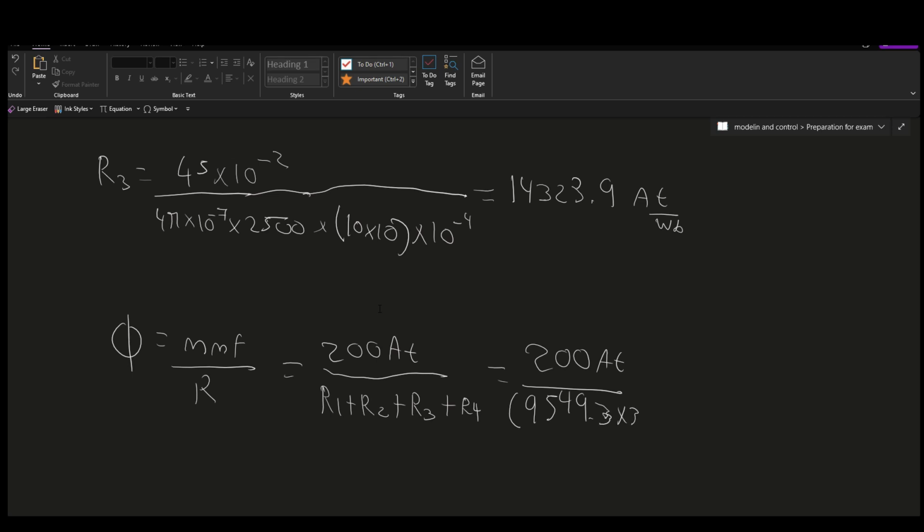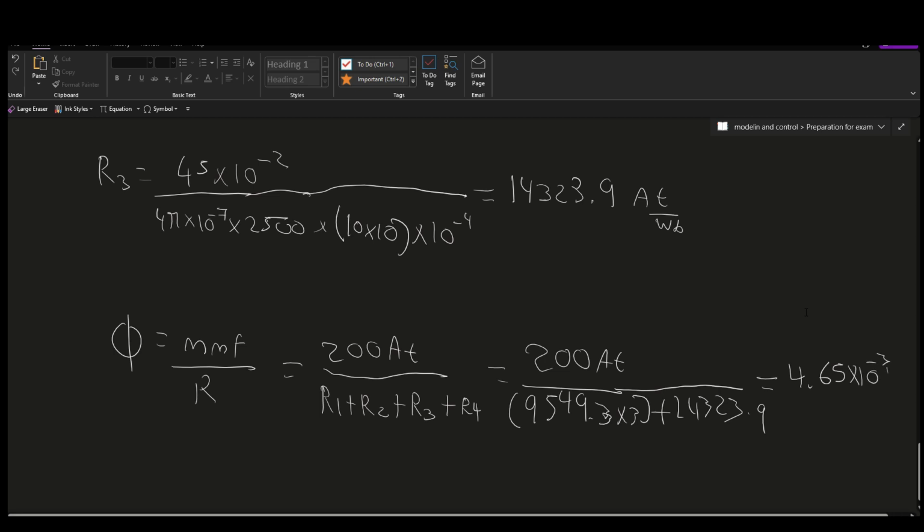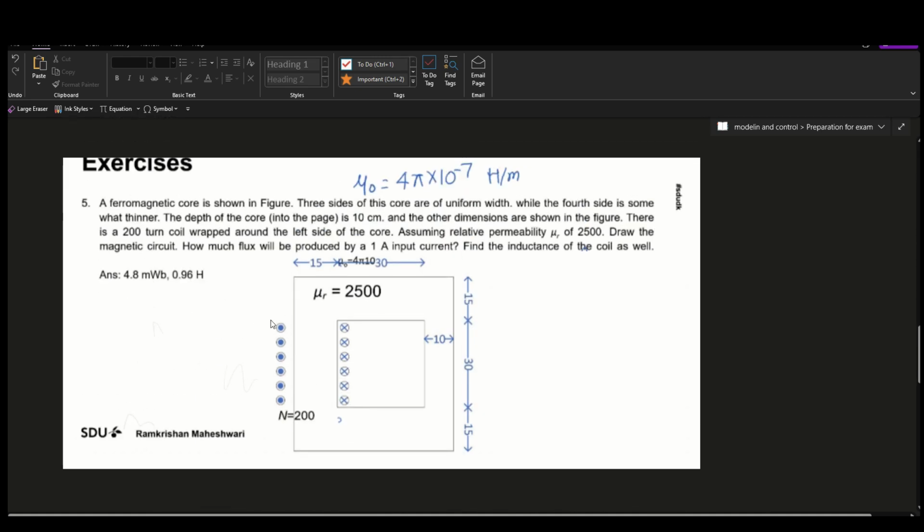And we multiply it by 3 because these 3 are equal, plus the reluctance of the one that was different, and this is going to give us a flux of 4.65 times 10 to the minus 3 Weber. Okay, so that's how we calculate the flux when we are given the reluctances and the MMF.